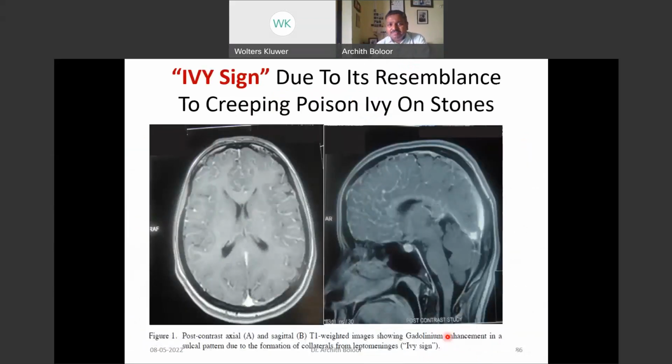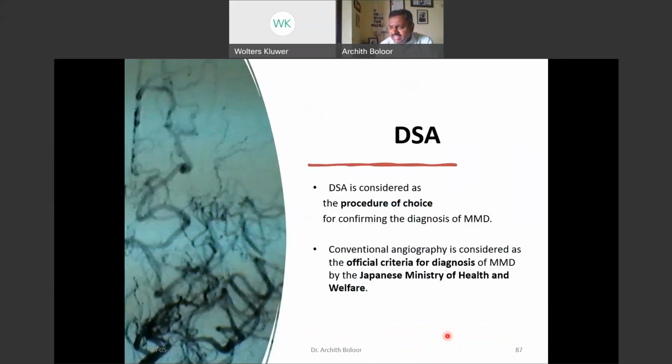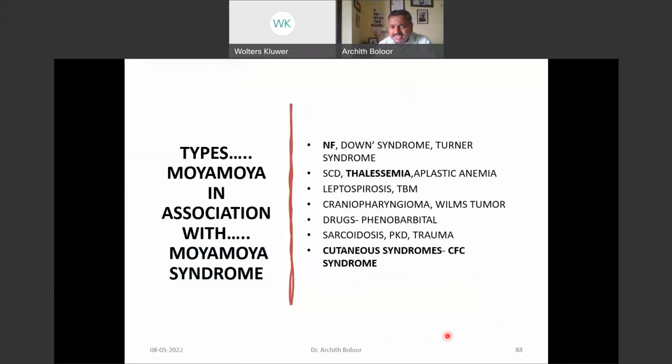Very characteristic. The creeping poison ivy on T1. Very, very characteristic on the weighted images. You can get that, and that's diagnostic. But the DSA is the procedure of choice, and based on that only you can make the diagnosis of moya moya disease.